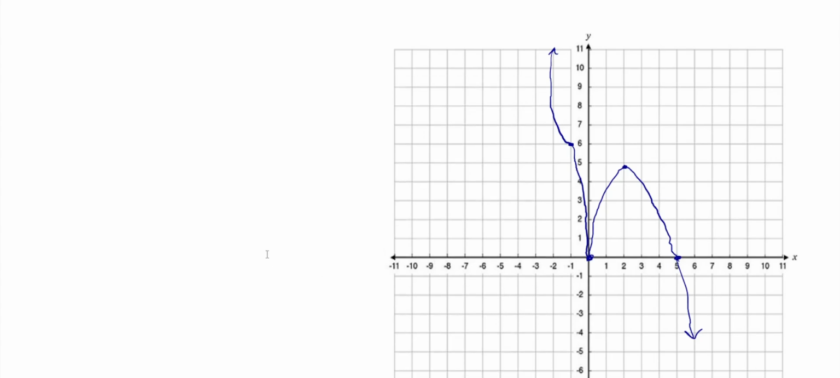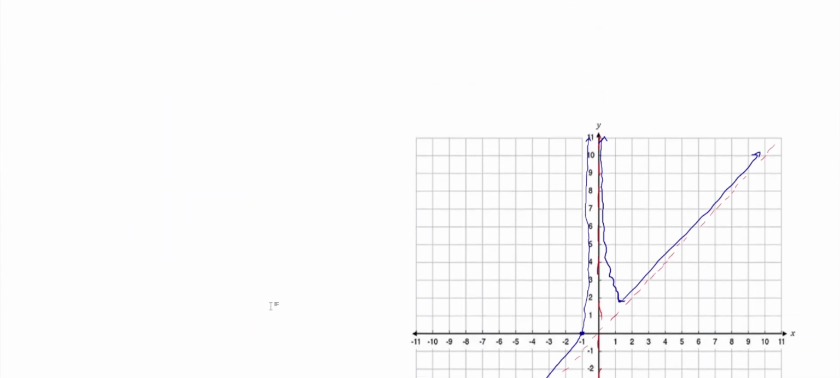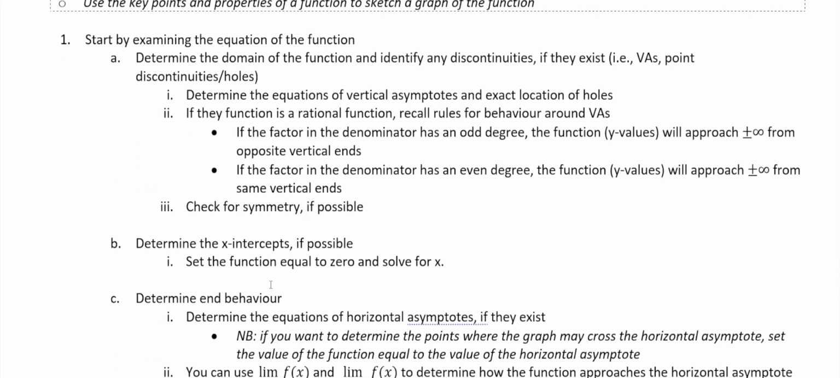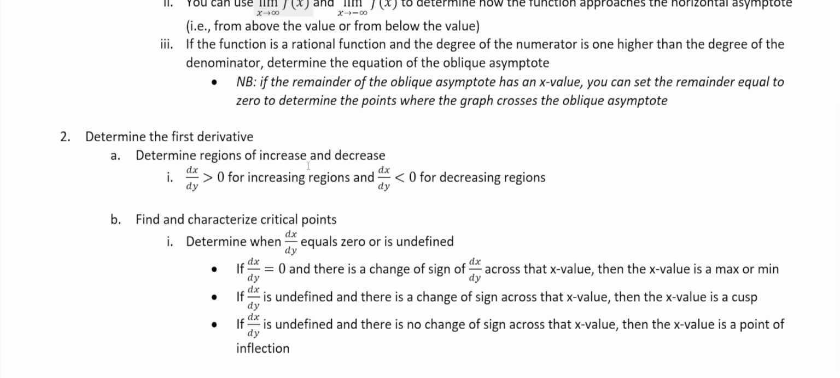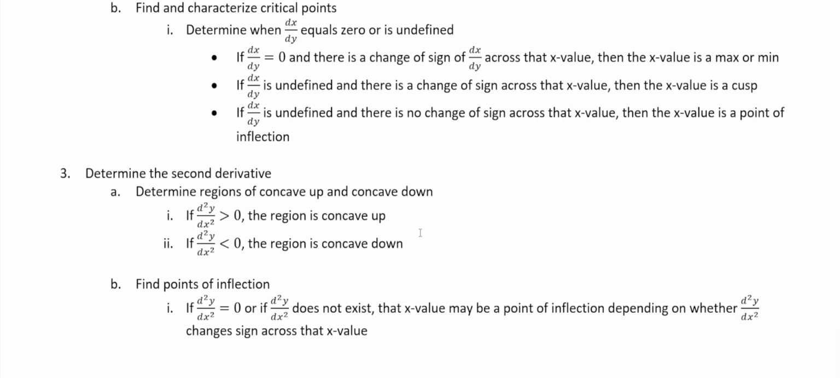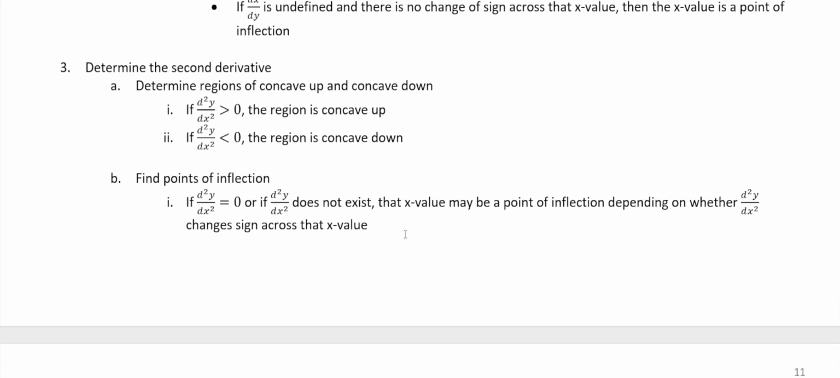Yeah, essentially it's just a matter of looking through the different steps of the algorithm. You start by doing your vertical asymptote, your x-intercepts, your end behavior, then you do the first derivative and look for increasing and decreasing regions, critical points, second derivative, and you can find points of inflection.